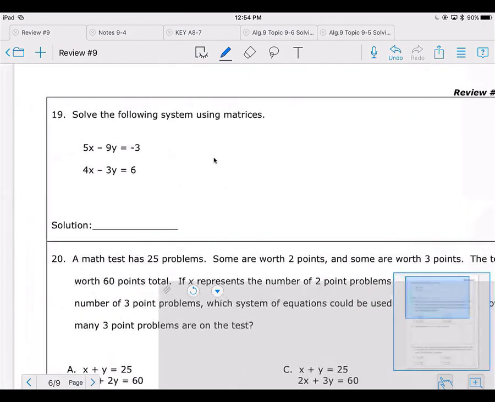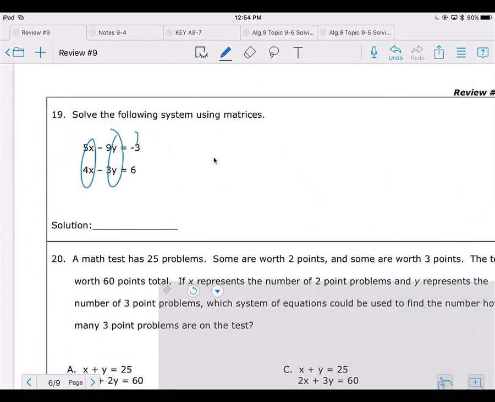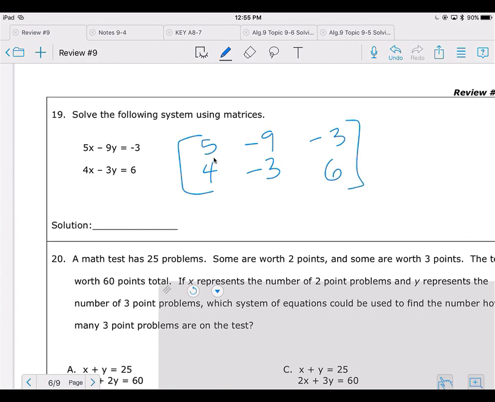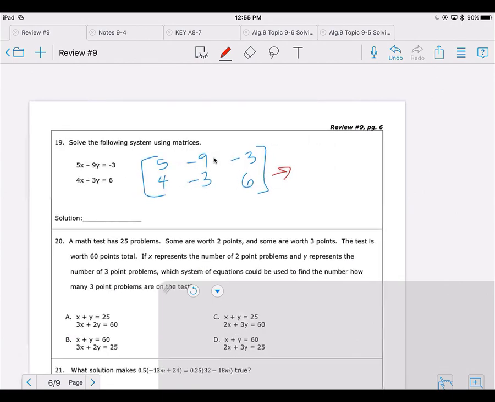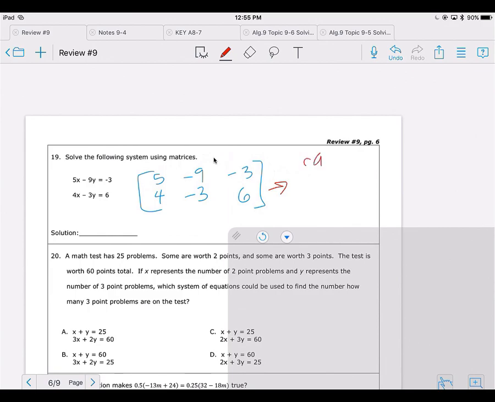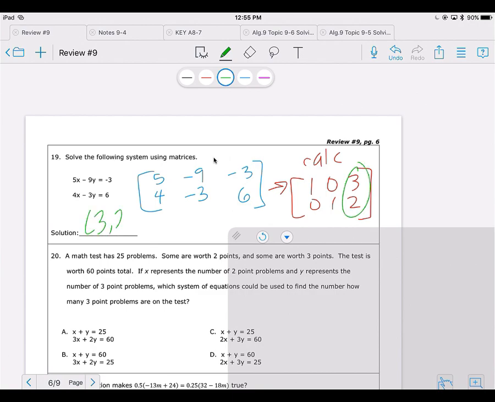19, solve using matrices. My x's are aligned, my y's are aligned, my answers are aligned, so I can just go ahead and plug in 5, negative 9, negative 3, 4, negative 3, and 6. I've already done this. When I put it into the calculator, I get 1 0 3, 0 1 2. Because I have the 1001, this is my solution. So my solution is 3, 2.